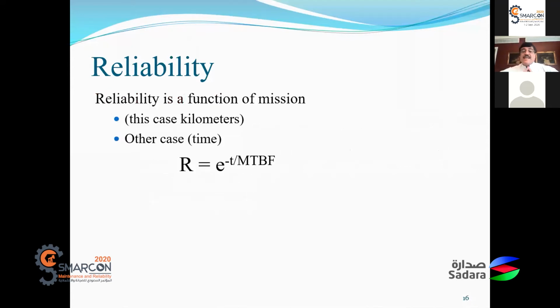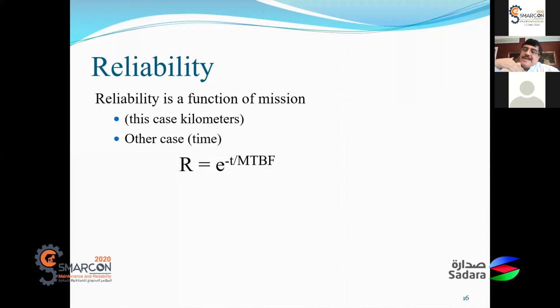So as you can see, reliability is a function of mission. It's how much mission you want to actually achieve. That's what reliability is. Our example here is in kilometers, but normally for equipment, the mission is time.